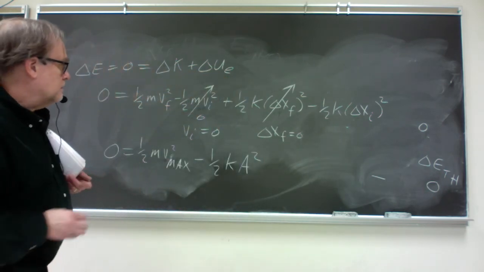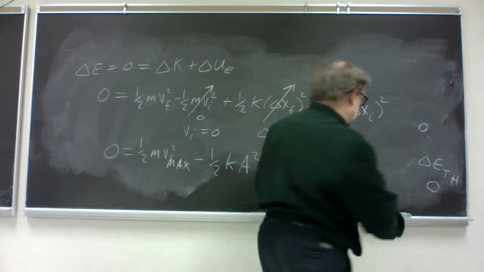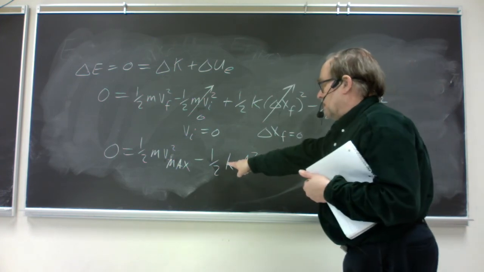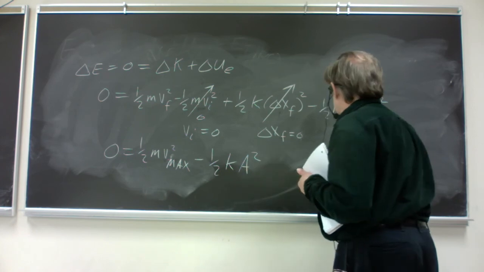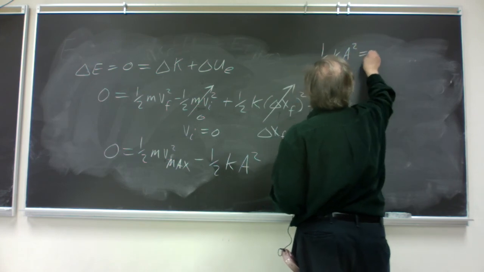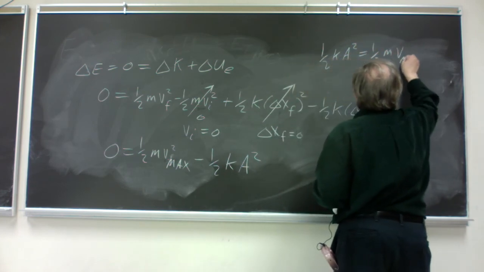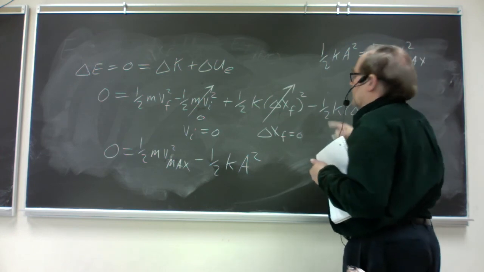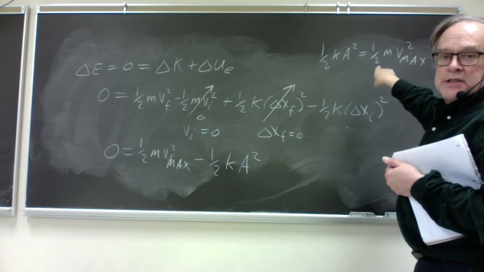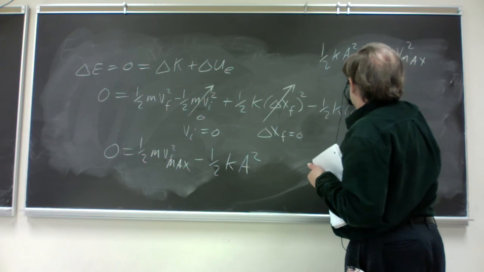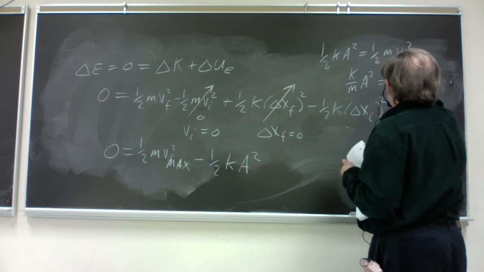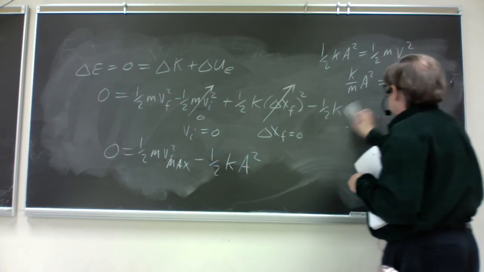So that's all we have. Let's simplify that a little bit. Just add 1/2 K A squared to both sides of the equation, and then we have 1/2 K amplitude squared equals 1/2 M maximum speed squared. There's a factor of 1/2 on both sides, so I can cancel those out. And then I'll divide both sides of the equation by M. So I have K over M times amplitude squared equals maximum velocity squared.